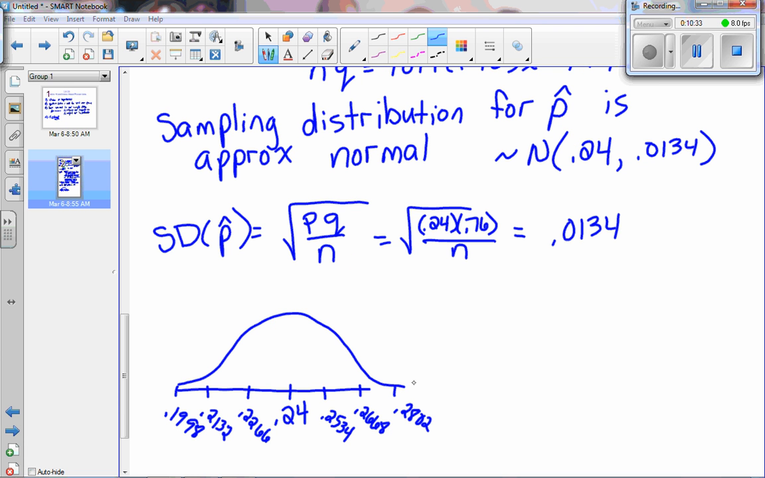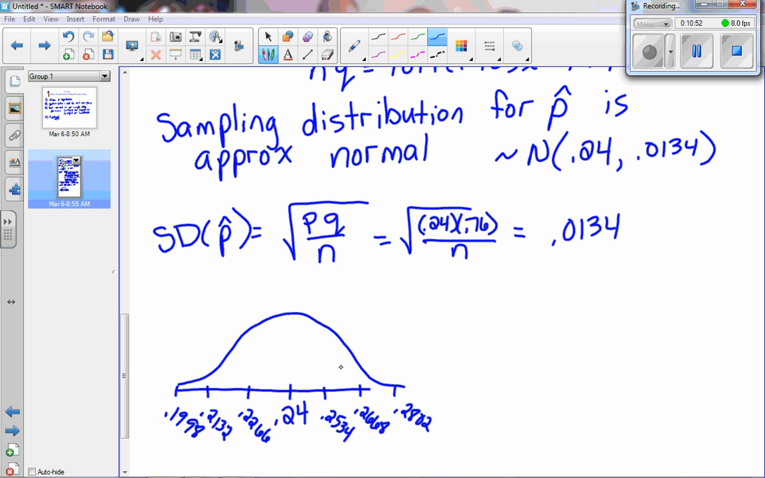All right, so here is my normal model. I have 0.24 as my mean. Again, this is what the company claims to be true. And you can see, going out 3 standard deviations in each direction using the standard deviation I calculated for our sampling distribution, this is the model I get.